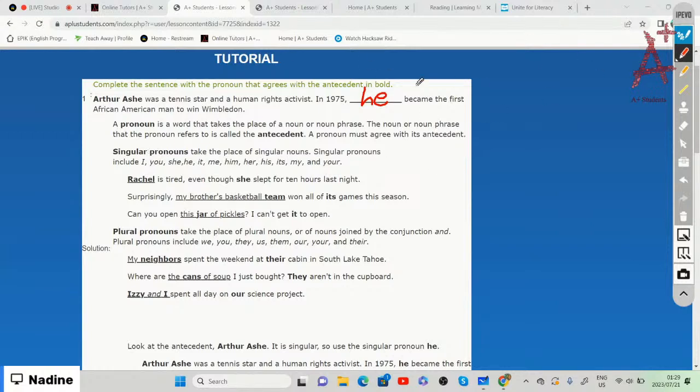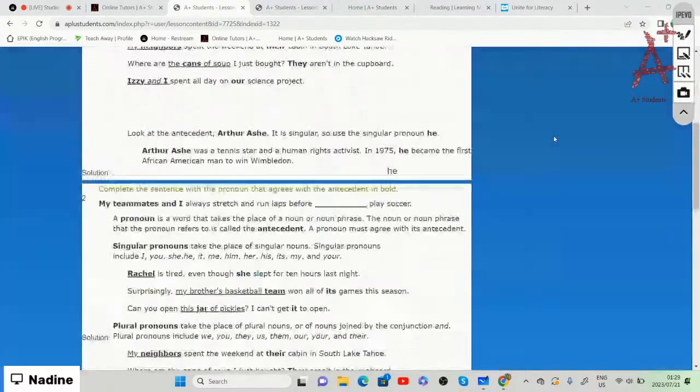So the pronoun "he," right, it agrees with the antecedent in bold, which is Arthur Ashe. It is replacing the words Arthur Ashe, right? It is telling us about Arthur Ashe, right? And Arthur Ashe is singular, so "he" is a singular pronoun. All right, we're going on.